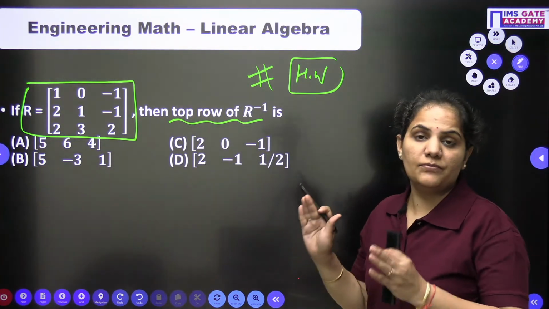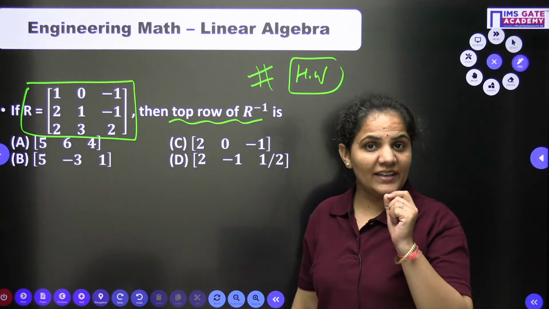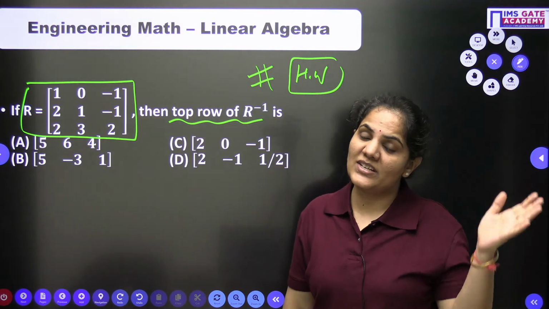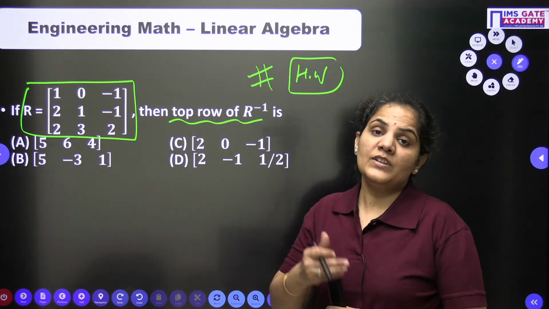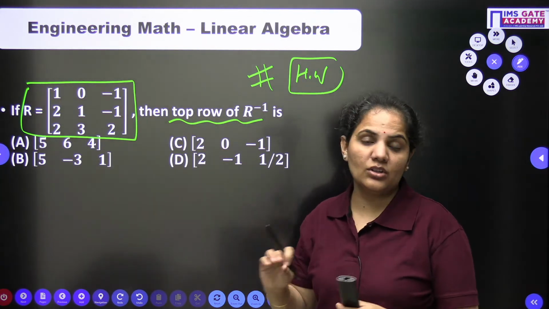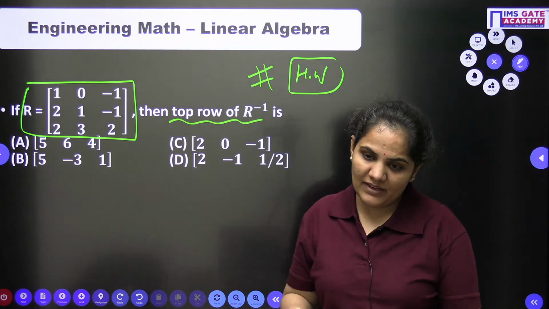If you approach this question for finding the inverse by the conventional method, meaning adjoint A by determinant of A, where you find the cofactor of each and every element and then proceed, then it will be very lengthy.